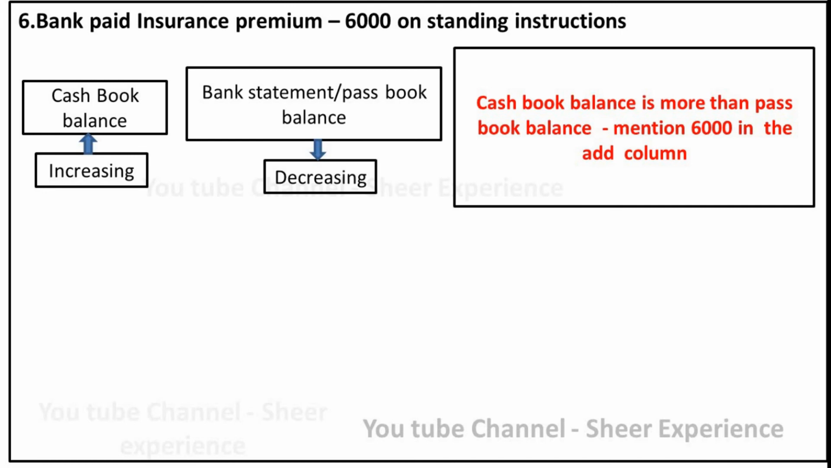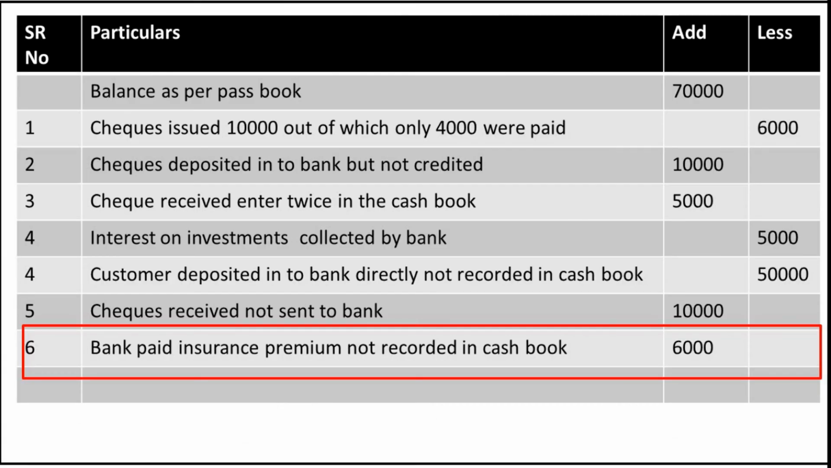When I am preparing bank reconciliation statement as per passbook balance, I will check only with cash book balance. Here cash book balance is more, so I will mention the amount in add column. So 6,000 in add column, and in the particulars column, bank paid insurance premium not recorded in cash book.